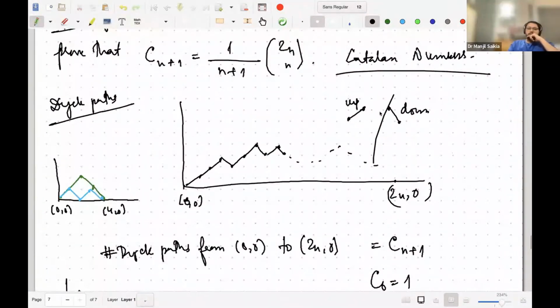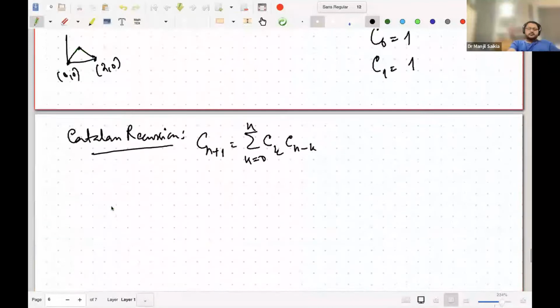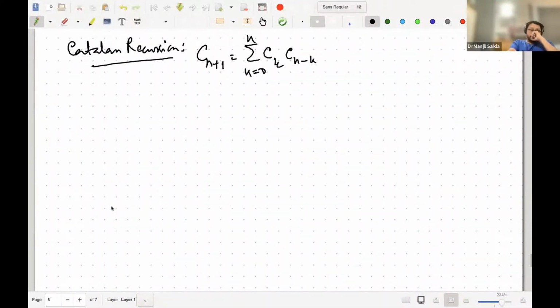So another important thing is that Dyck paths not only go up and down, but they are also not going below the x-axis. I mean, you could in principle go down and go up again. This is not allowed. So you cannot go below the x-axis. Okay. So now let's try to figure out how this recursion comes out of the Dyck path.